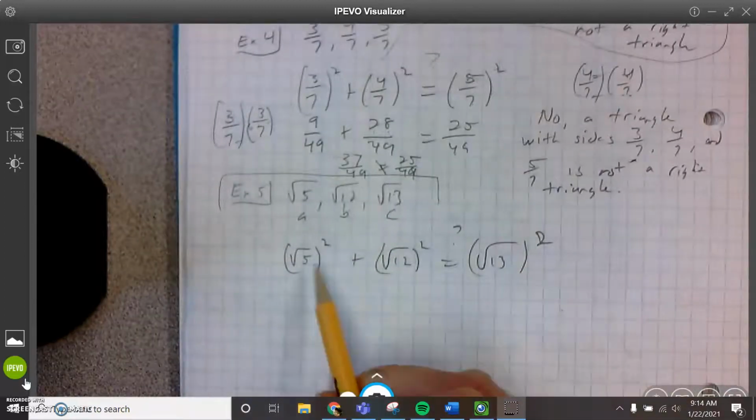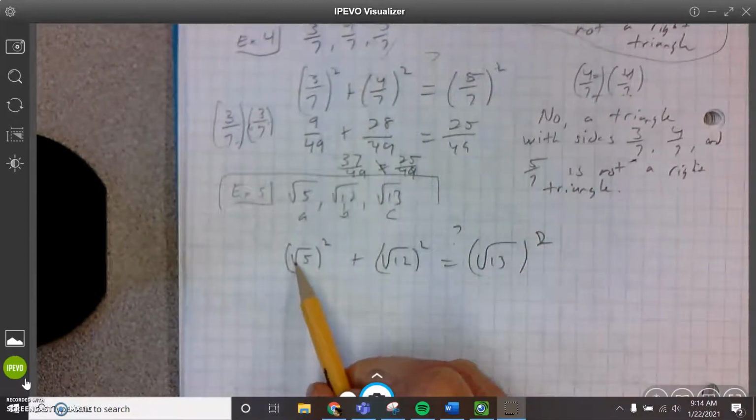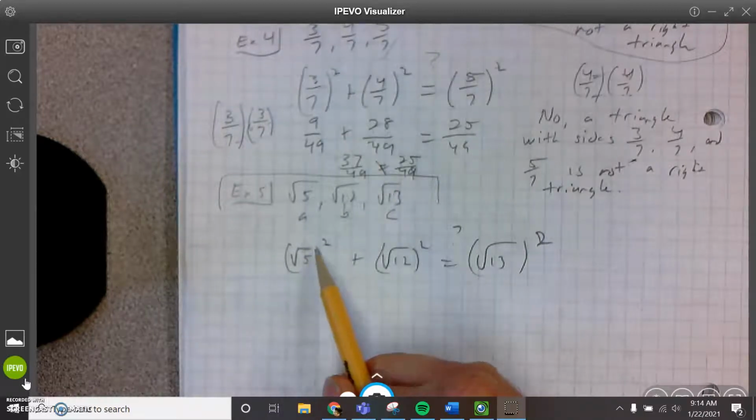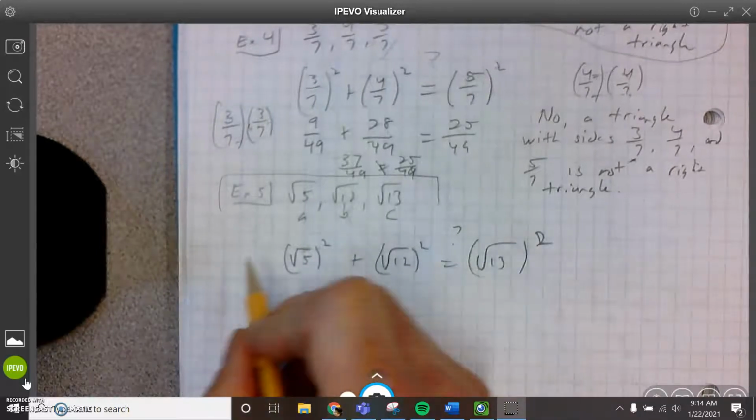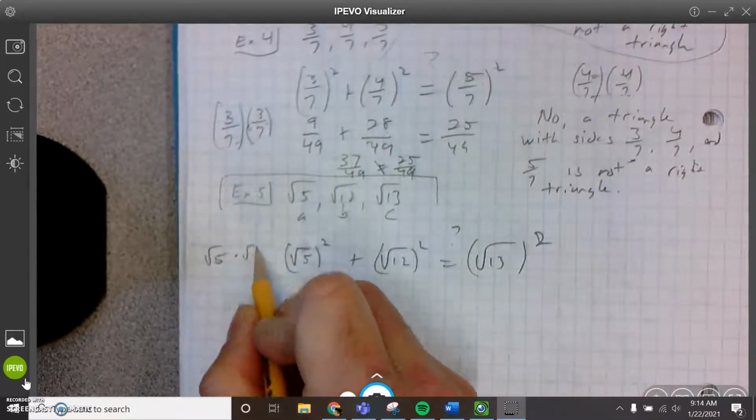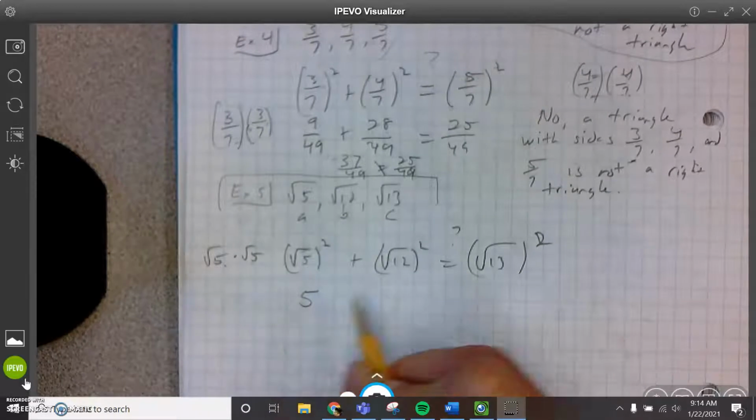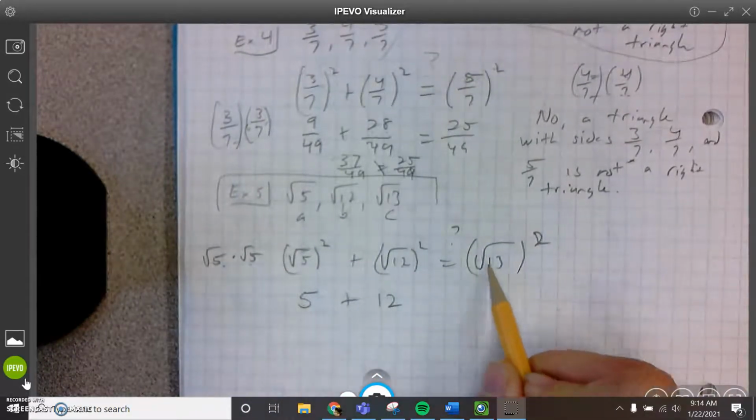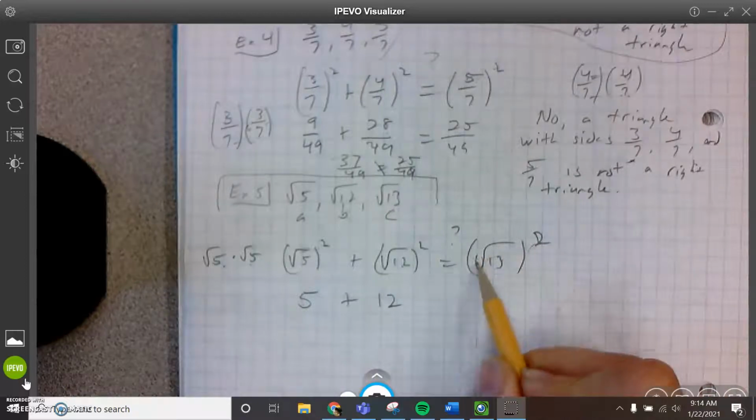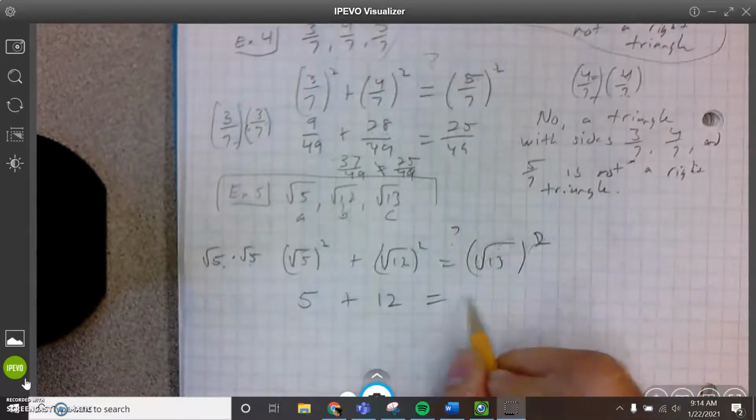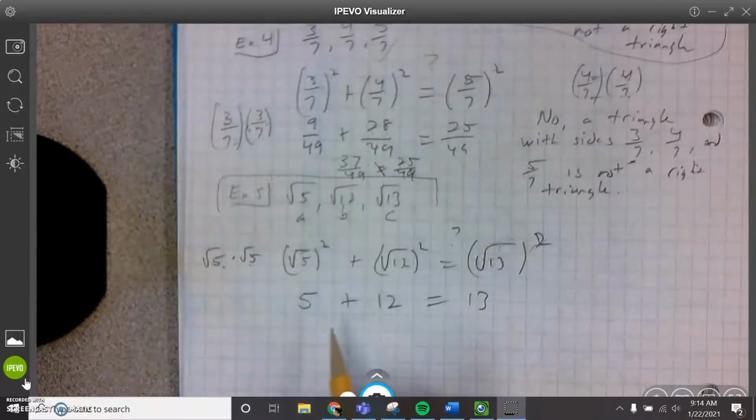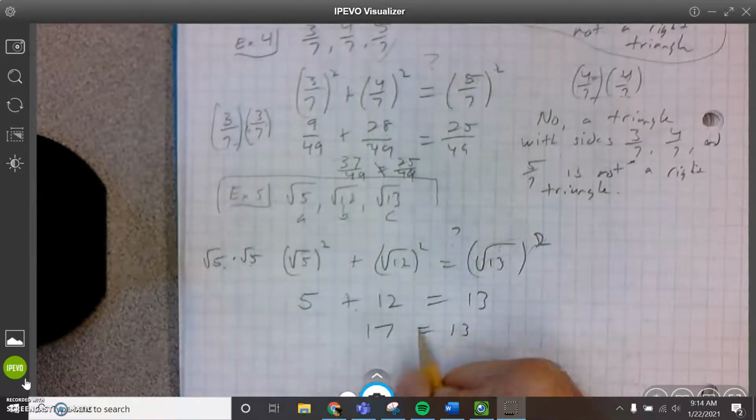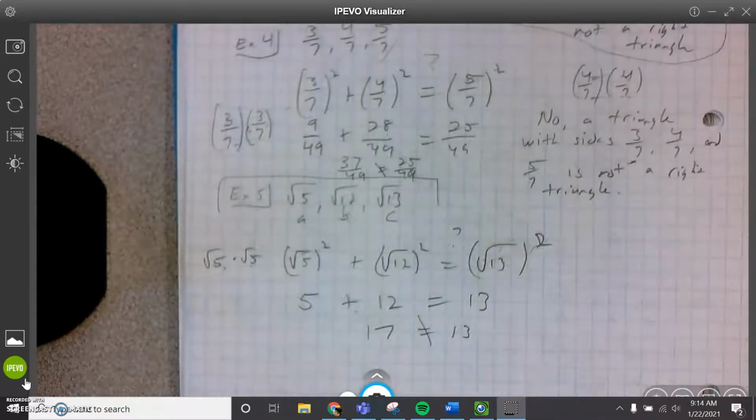Let's see. So we talked about this before with the Pythagorean theorem that radical and square are opposites. So that means that this goes away. So it's just 5. Because this is radical 5 times radical 5, which is just 5. What's this? Just 12, right? What's this? Radical 13 times radical 13. The square and the square root are opposites, so they go away, and you have 13. 5 plus 12 is 17. Nope, that does not equal 13.